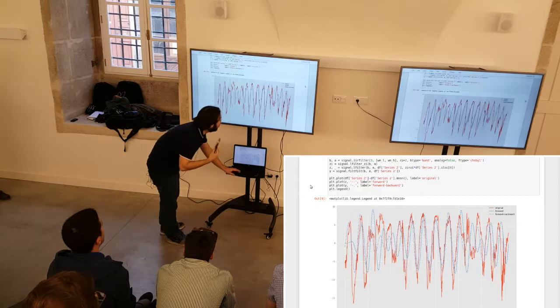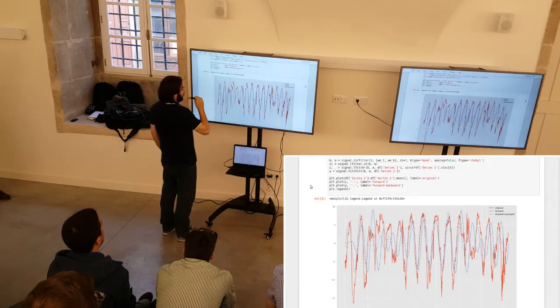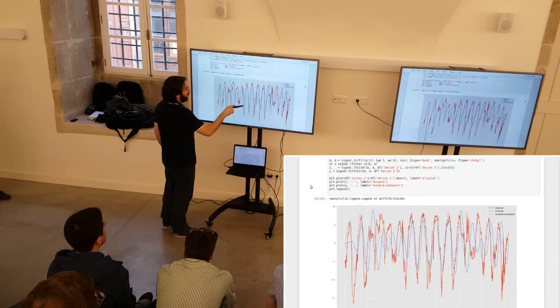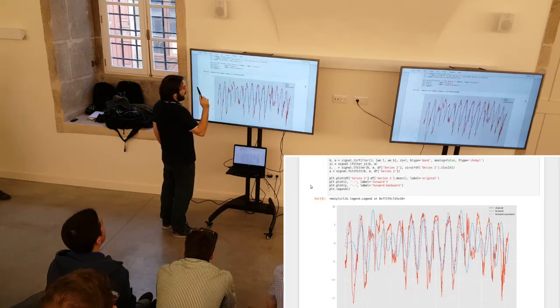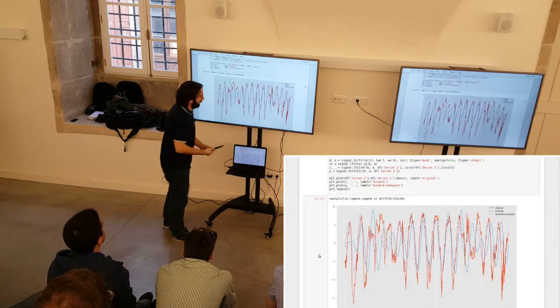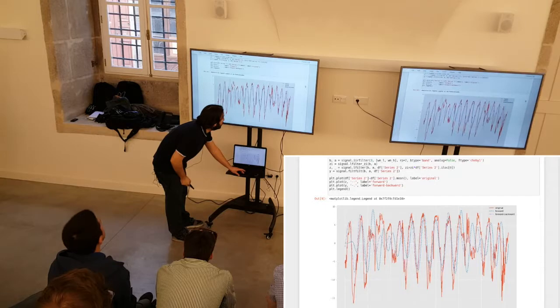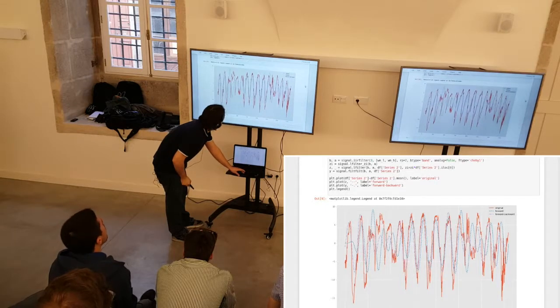So you have the original signal in red, the signal processed by a single forward filter in blue, and then the signal filtered twice, forwards and backwards, in purple. So that's some of the things you can do signal processing-wise with Python.